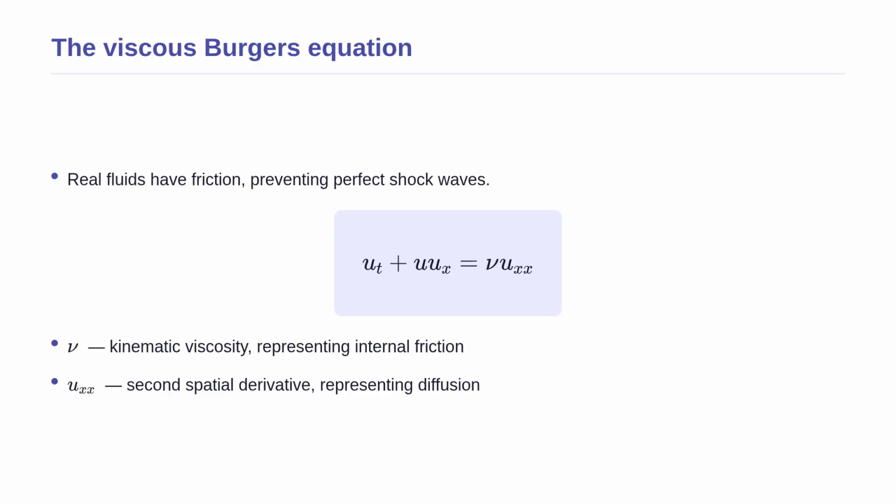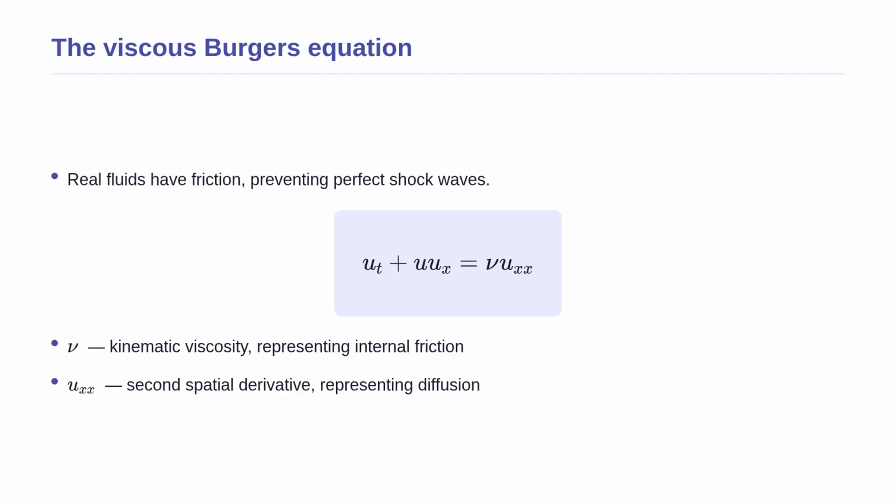So, we have proven how the inviscid equation works. But what about the real world? In the real world, fluids have friction, which prevents them from forming perfectly vertical, infinitely sharp shock waves. To model this, we add a term to the right side of the equation to represent this internal friction. This creates the complete viscous Burger's equation.